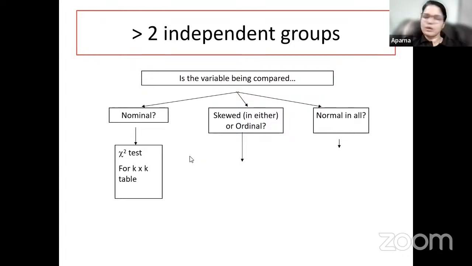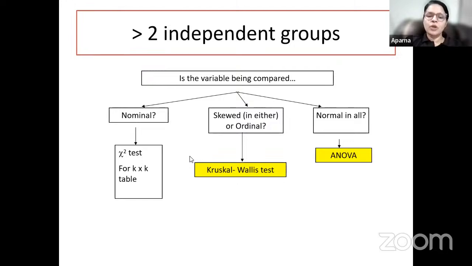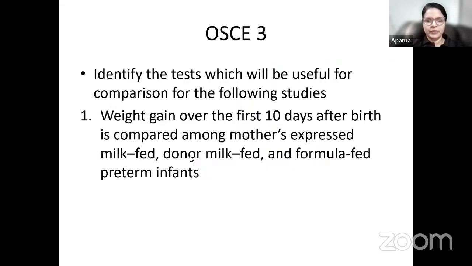So if you had nominal data, like data that is represented as a name, for three groups also, we are going to still use the chi-square test. On the other hand, if you had a skewed distribution of numerical data or ordinal data, then we will be using the Kruskal-Wallis test. And if there is normally distributed data in all the independent groups, then we are going to use a test called ANOVA, or analysis of variance.